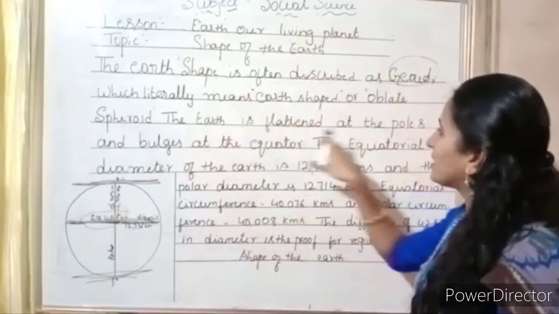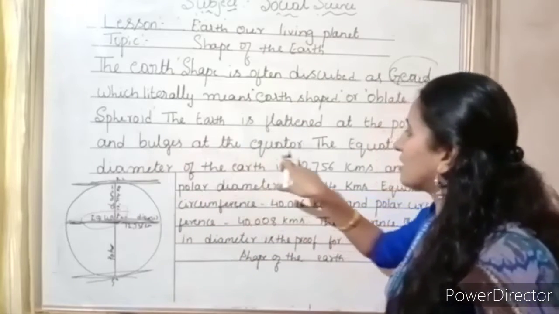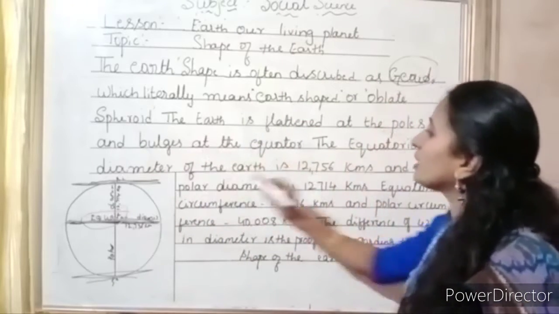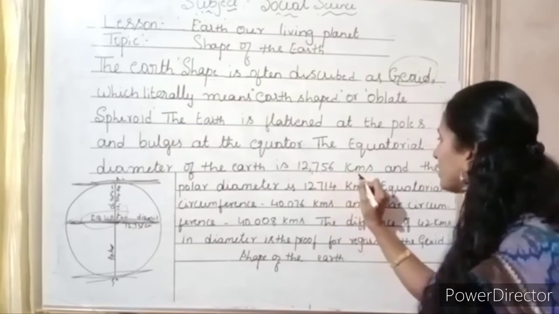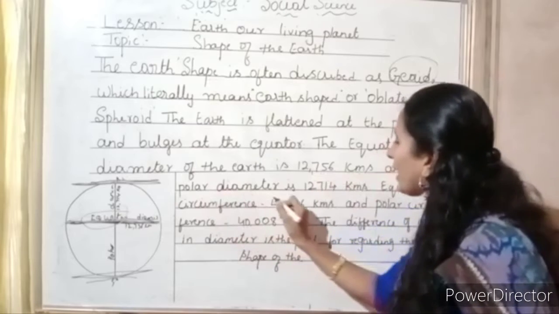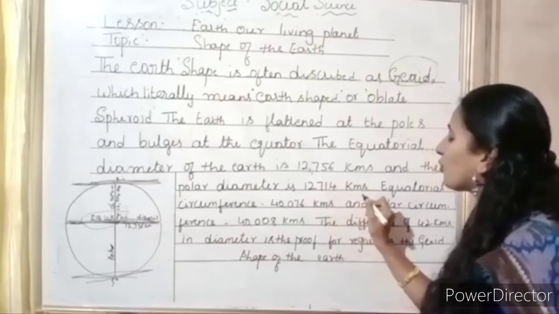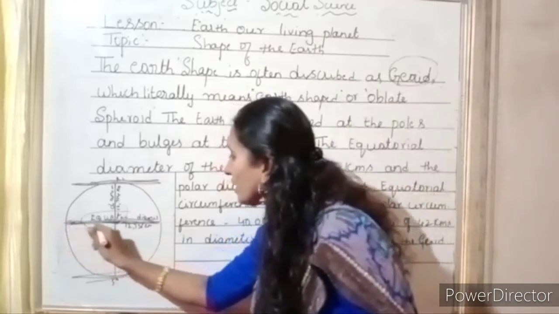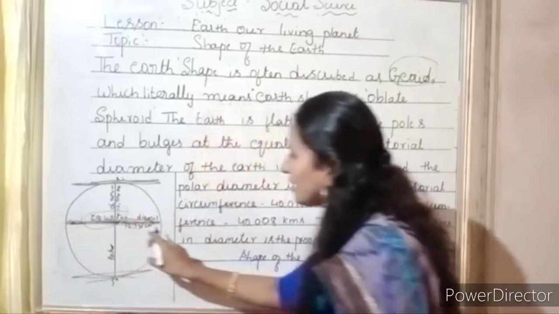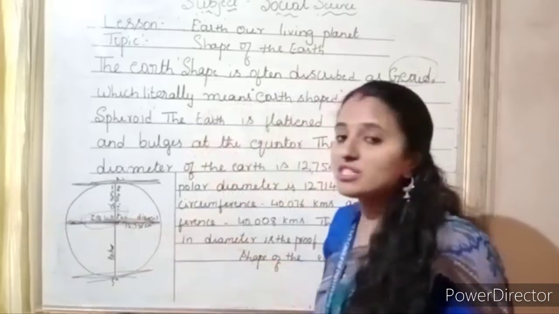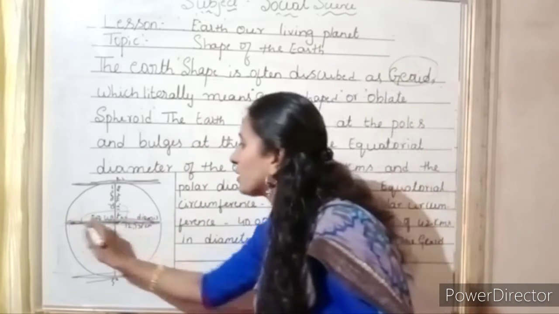So you understood that the Earth is flattened at the poles and bulges at the equator. The equatorial diameter of the Earth is 12,756 kilometers and the polar diameter is 12,714 kilometers. The equatorial diameter, what we have, children, from here to this distance, it is there. It is 12,736 kilometers, you can find that.